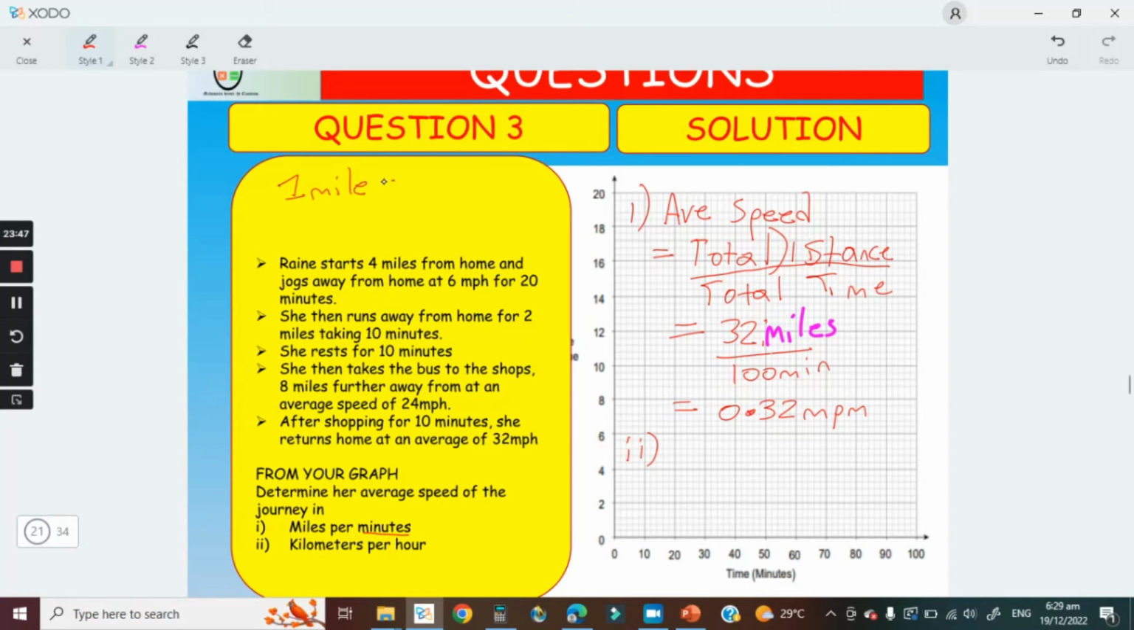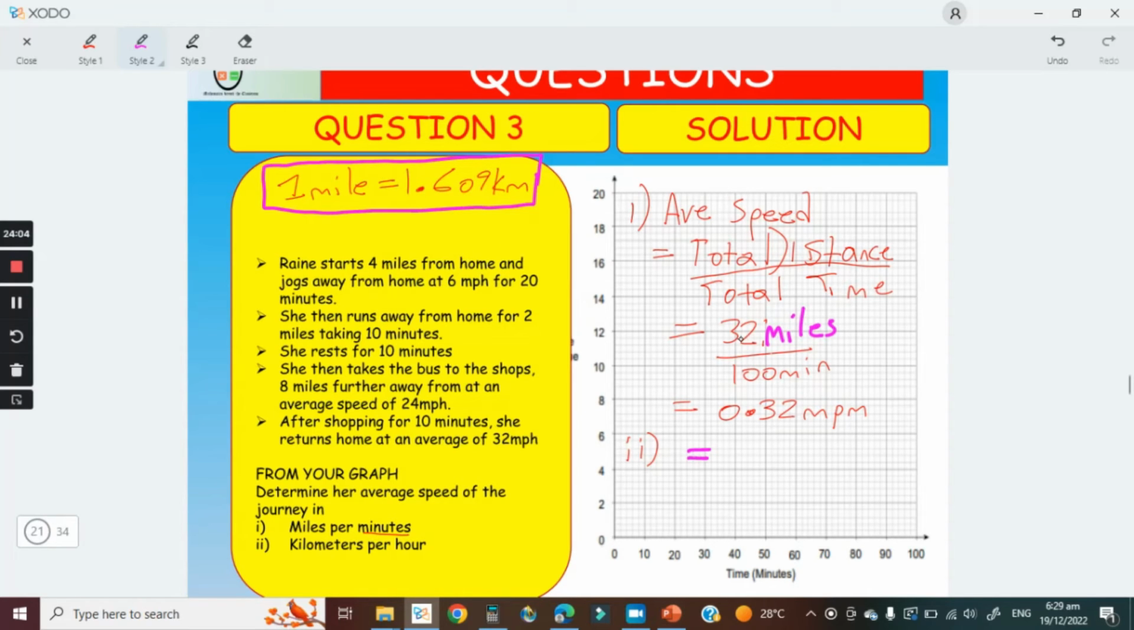1 mile is equal to 1.609 kilometers, right? How do I know this? I watch a lot of track and field and I remember, all right? But next time they would give you this on the paper, right? So in that case, we can convert the numerator to kilometers. It would be 32 times 1.609 divided by per hour.